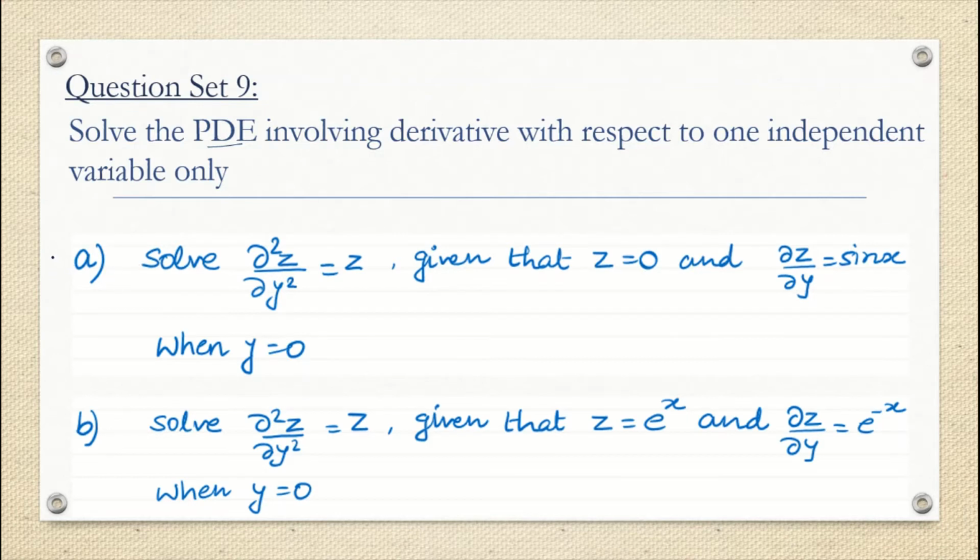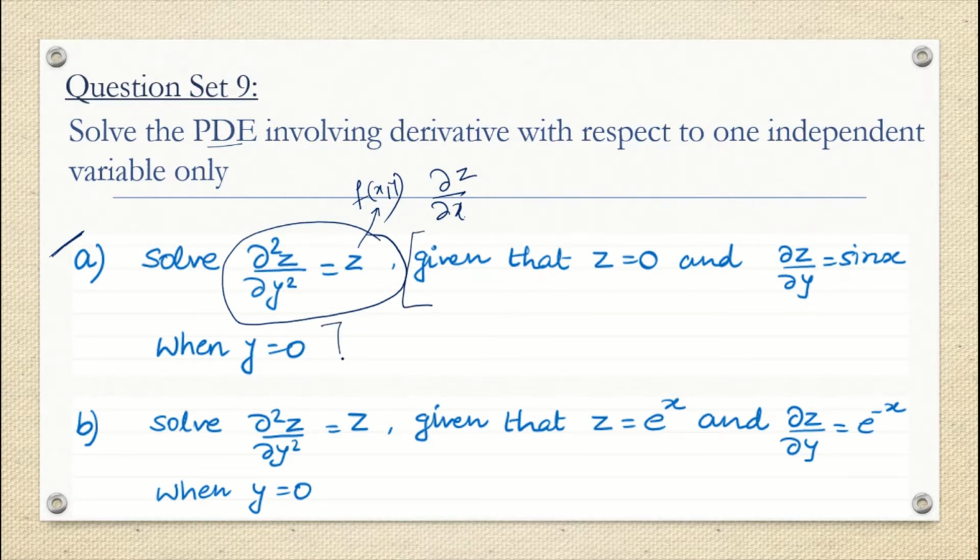If you focus on question number A, here the equation is: del 2z by del y square equals z. That means you don't see any del by del x of z. Okay, this is missing there, though we know that z is a function of x and y both. And if these conditions are given to you, that means they just want to know what will be the exact answer. So given that z is 0 and del by del y of z is sin x when y equals 0.